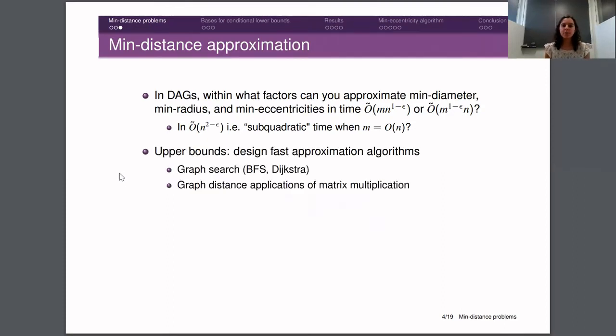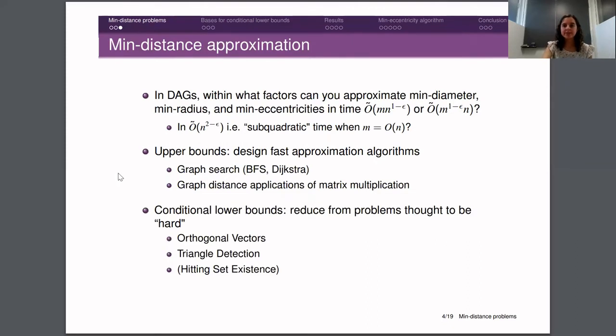So to find upper bounds on these achievable approximation factors, you just design fast approximation algorithms. And our approximation algorithms use techniques like using a lot of graph searches, like BFS and Dijkstra, and also using graph distance applications of matrix multiplication.